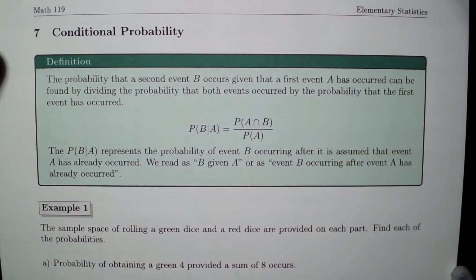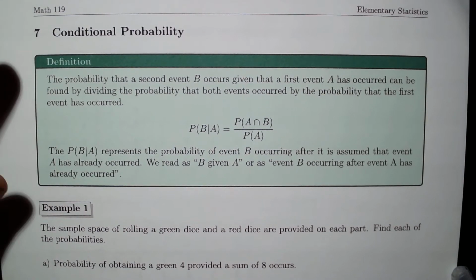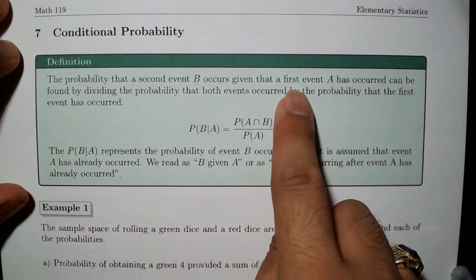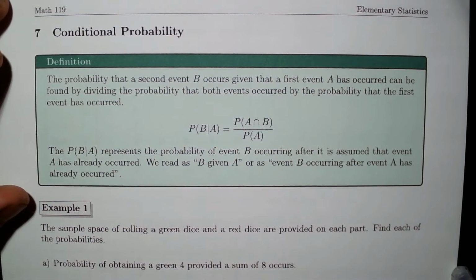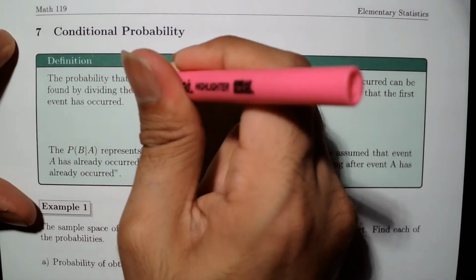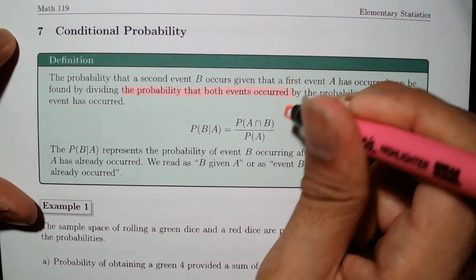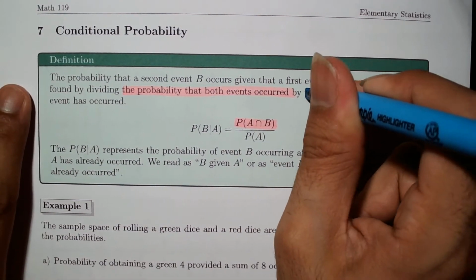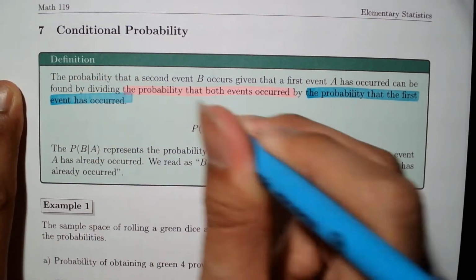So in this short video, we go over additional examples dealing with conditional probability. Well, let's first of all define conditional probability. The probability that a second event B occurs given that a first event A has occurred is obtained by dividing the probability that both events occurred, in this case the intersection, that's how we denote it, by the probability that the first event occurs.